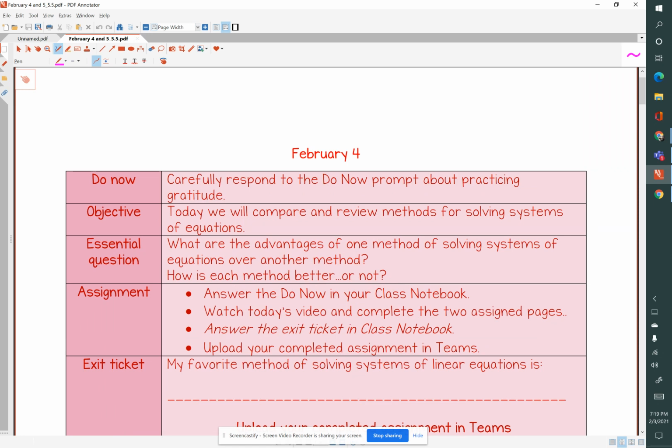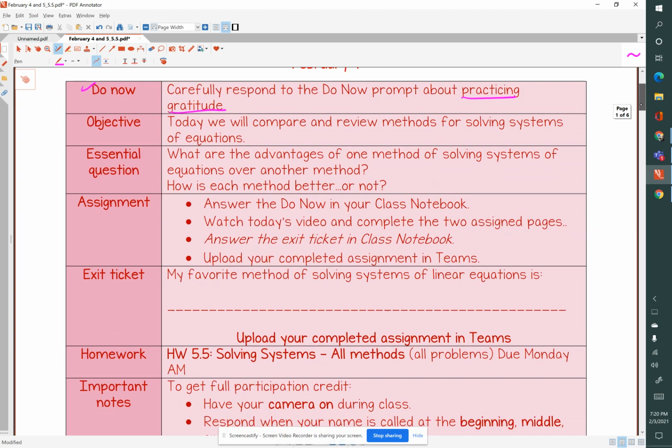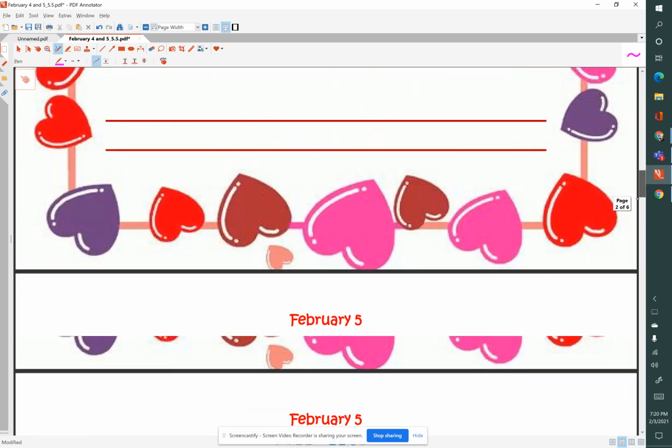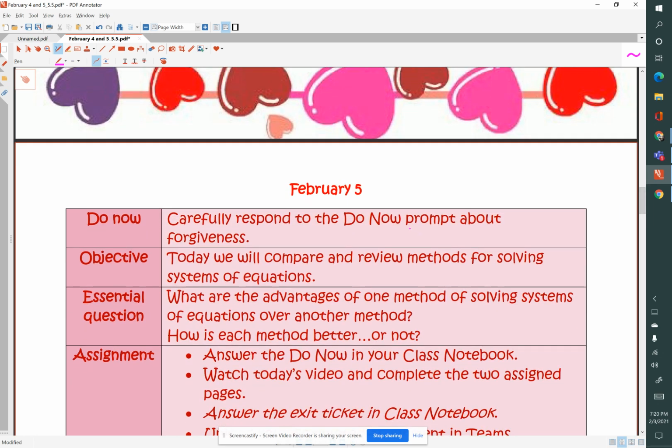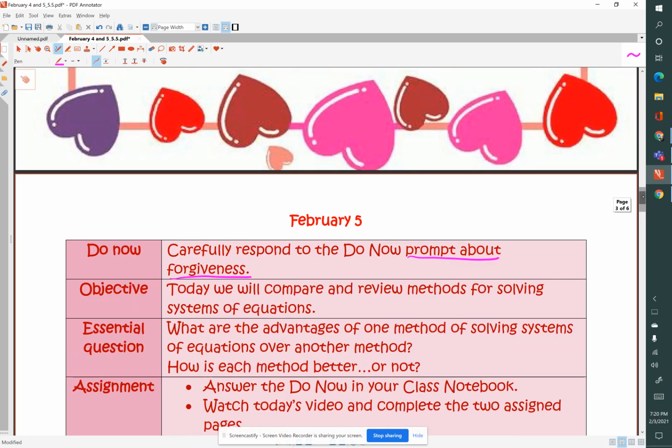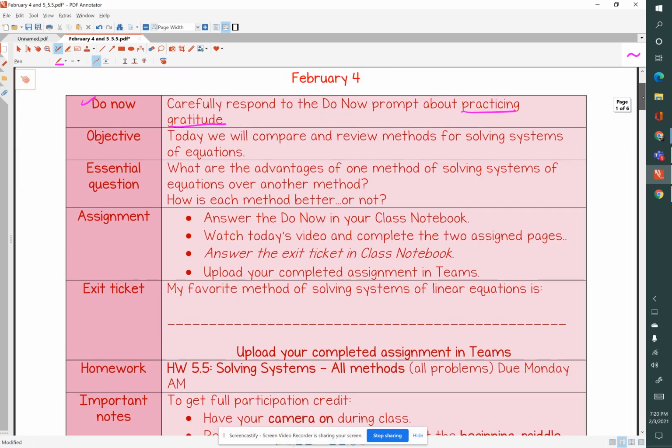Make it a little bigger so we can see it. So we're first going to carefully respond to a prompt about practicing gratitude. That's for Thursday. We're having a thankful Thursday. And on Friday, your prompt will be a little bit different. You've got a prompt about forgiveness. Excuse me, students. So let's go back to our informational box.